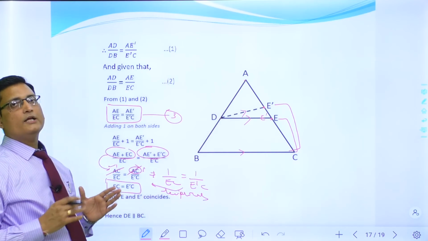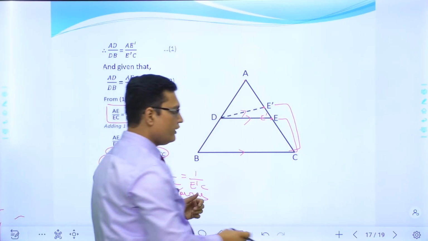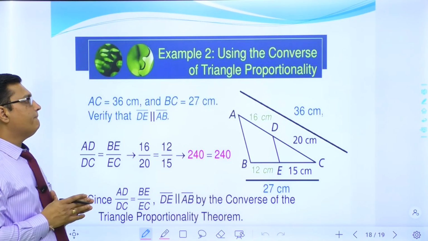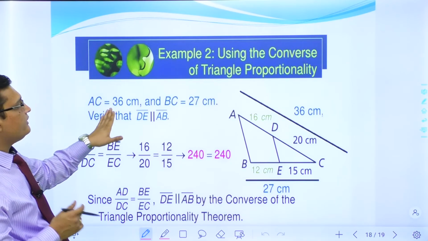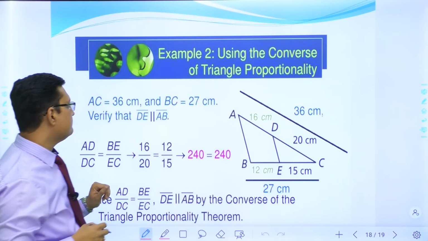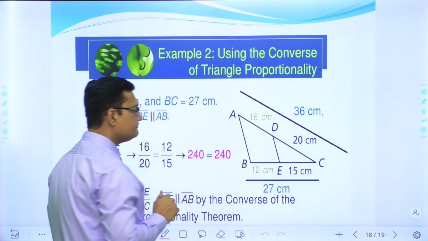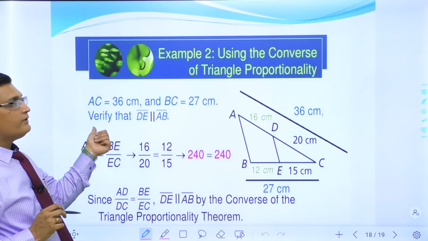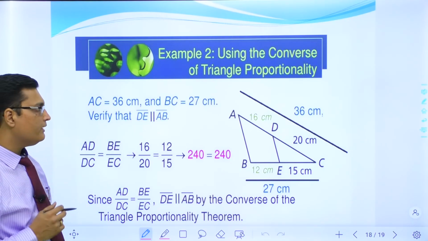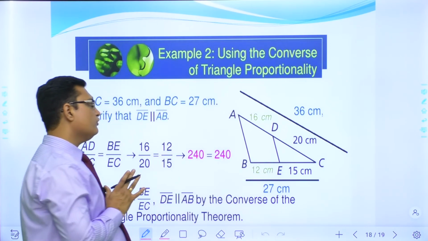Now we are taking an example on the converse of B.P.T theorem. This is the last for today. Now understand, here I have taken one example. It is given that AC is 36 centimeter, and BC is given 27 centimeter. This is given. They are saying that you prove that DE is parallel to AB. DE is parallel to AB, we want to prove.